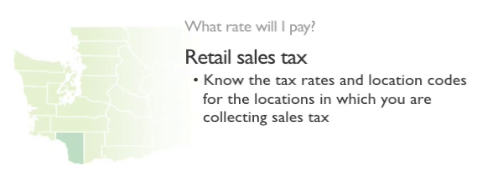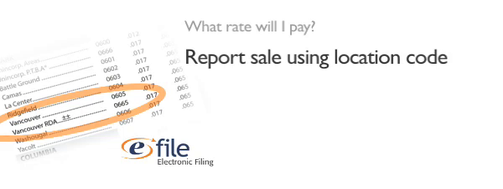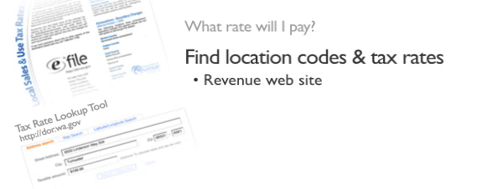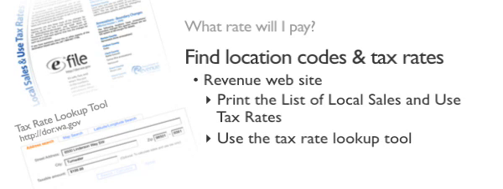For example, if you make a sale from your store in Vancouver, you will charge the current sales tax rate for Vancouver. Then, when you file your tax return, you will report the sales tax using the location code for Vancouver. To find current location codes and tax rates, you can print the list of local sales and use tax rates or use the tax rate lookup tool. Again, we'll give you links to these at the end of the presentation.